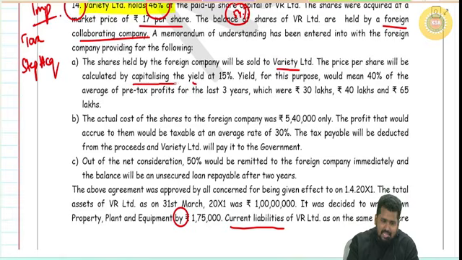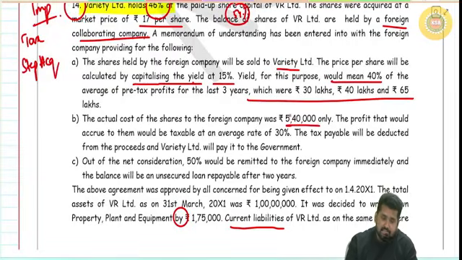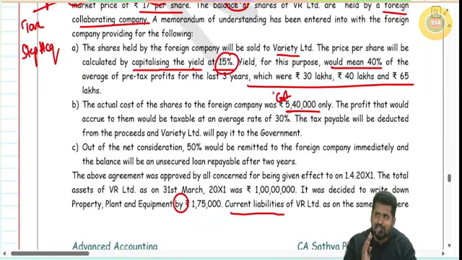Calculated by capitalizing the yield at 15%. Yield for this purpose would mean 40% of the average net profits. The actual cost of the shares to the foreign company, when they purchased, was 5,40,000. When they want to fix a price, they are fixing it at 40% yield and 15%. I'll teach what that is. Okay, you cannot understand that yet.